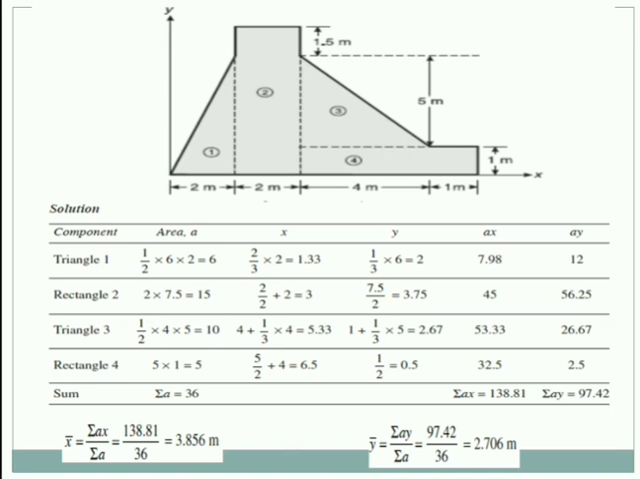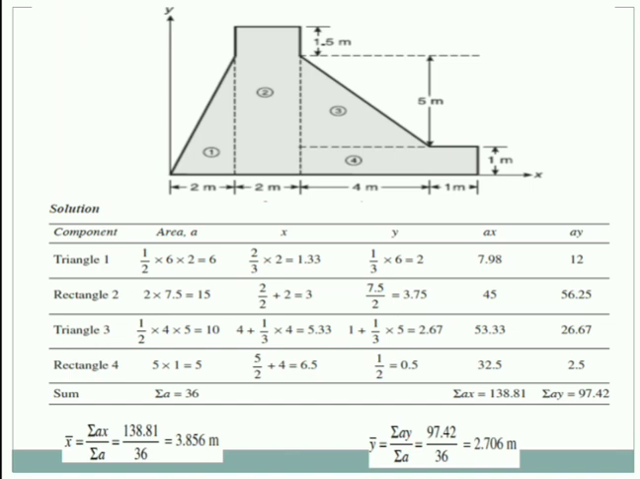Then last is a rectangle. Area is 5 into 1, because the total width of the rectangle is 5 units, 4 plus 1, that is 5, and depth is 1 meter, so area will be 5 into 1. Then for this rectangle, x is nothing but 5 by 2, that is the breadth of the rectangle by 2, plus 4, 2 plus 2 is 4, plus 5 by 2. Then the y4 value is 1 by 2 directly, which is 0.5. Then we get a4 x4 and a4 y4.